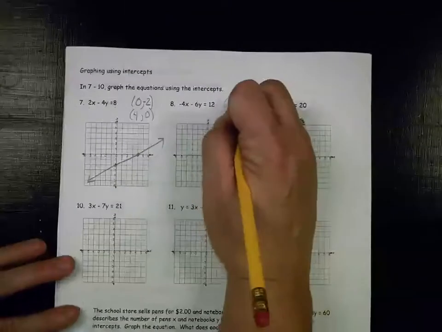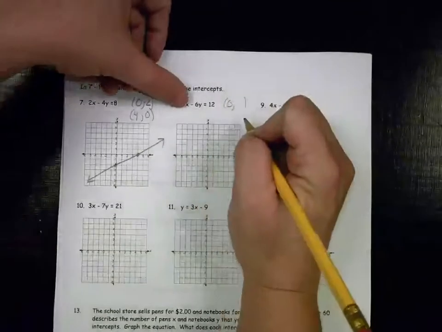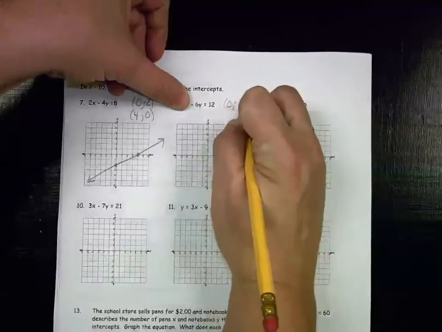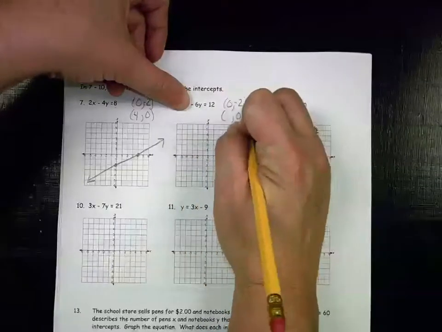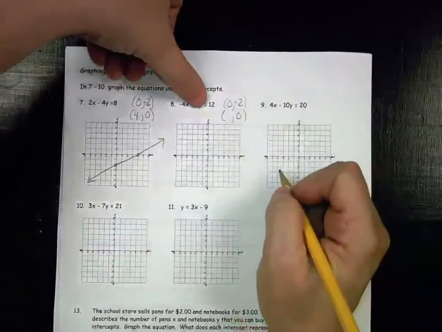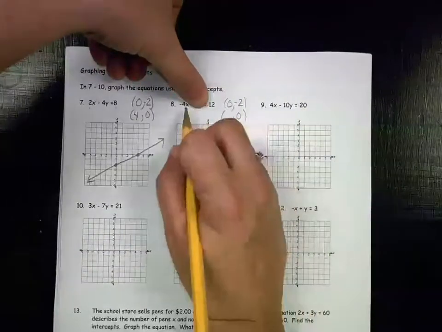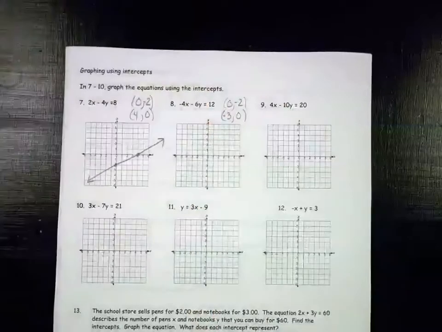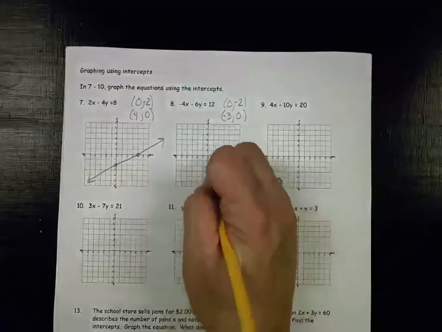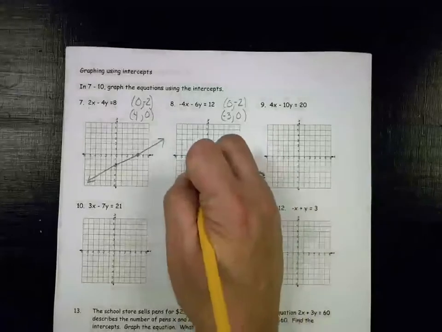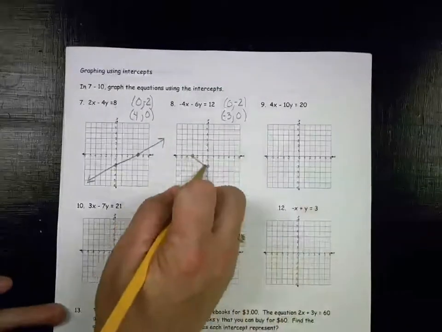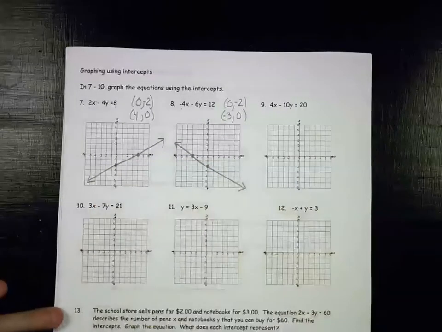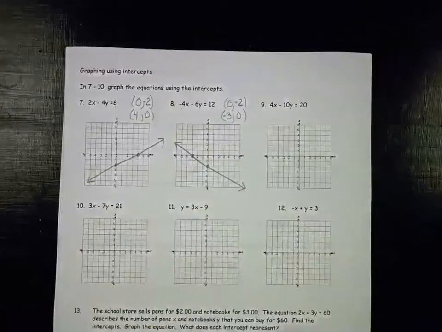Number 8, if x is 0, we cover that up. 12 divided by negative 6 is negative 2. And if y is 0, we cover that up. 12 divided by negative 4 is negative 3. (0, -2), (-3, 0). And your line looks something like that.